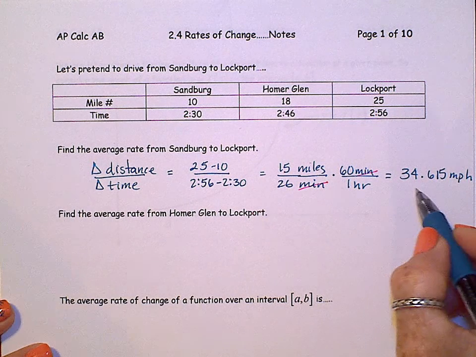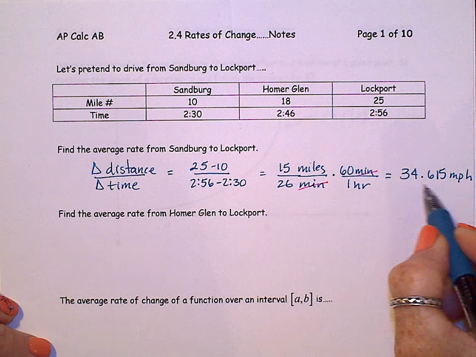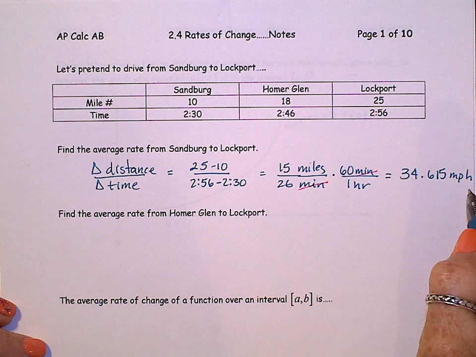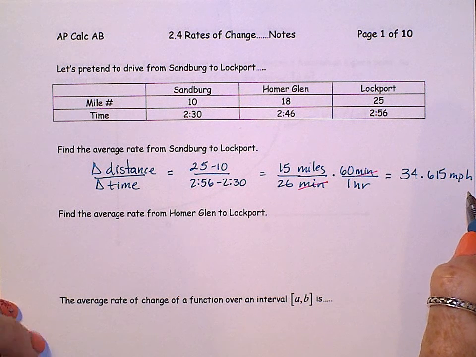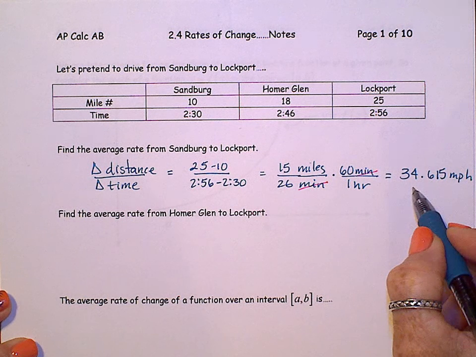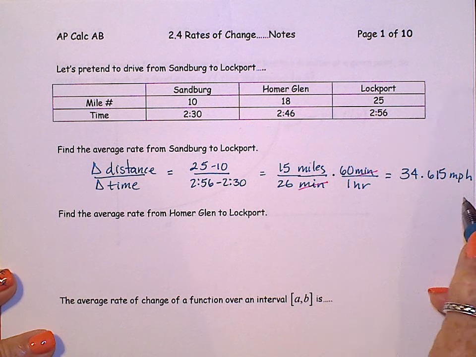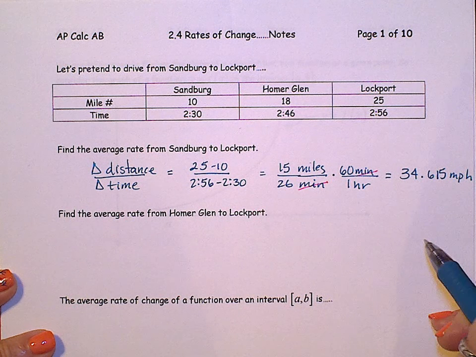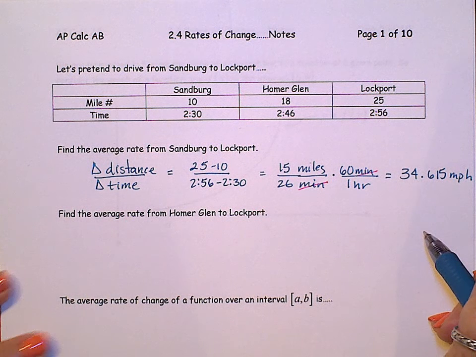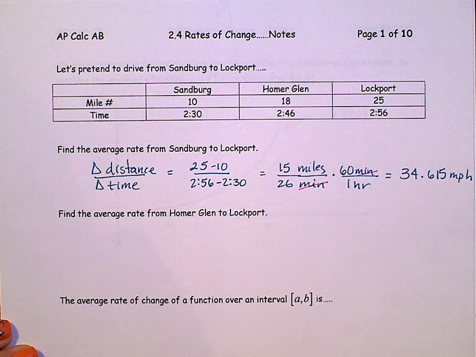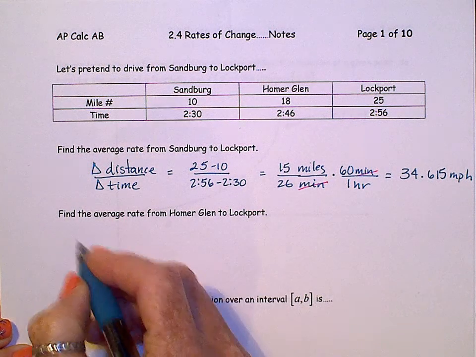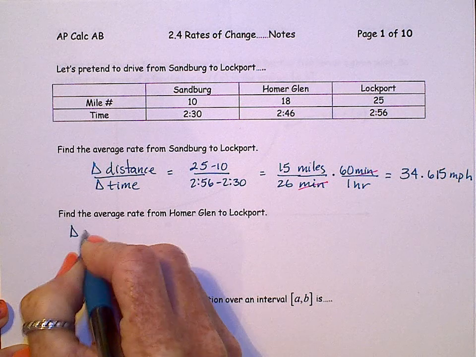Does that mean that we were traveling at 34.615 miles per hour the entire way? You know that's not true. Absolutely not, because at some point there were stop signs, and at some point we must have been going faster than 34.615. That's the average. And if we look at the average rate from Homer Glen to Lockport, again, same thing.